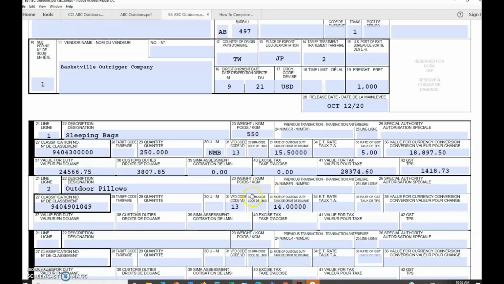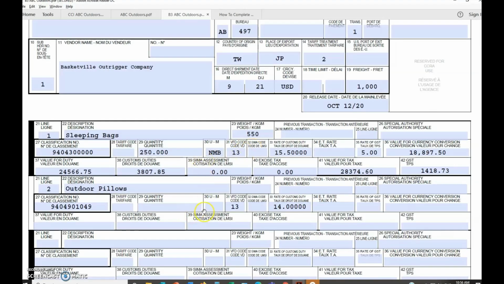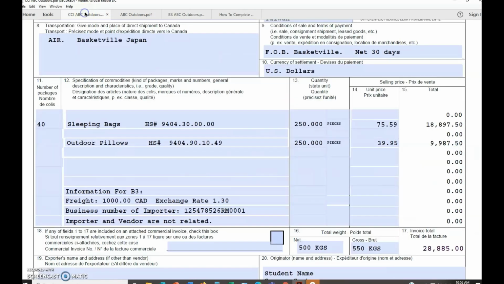Okay. So again, we're leaving the quantity and unit of measure blank because in the customs tariff, underneath the HS number for this item, it doesn't want a unit of measure. So we just leave both of them blank. ET rate, excise tax rate, leave blank. Rate of GST is 5%. Value for currency conversion is the value of the outdoor pillows in US dollars.